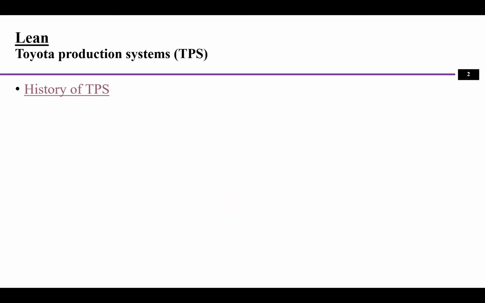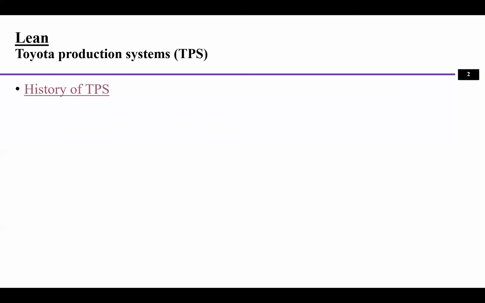Well, in this lecture, we're going to talk about the Lean principles, the history of Lean, and also some of the commonly used tools in Lean, because Lean is a very important concept in managing manufacturing systems in order to improve the efficiency and make efficient use of resources.